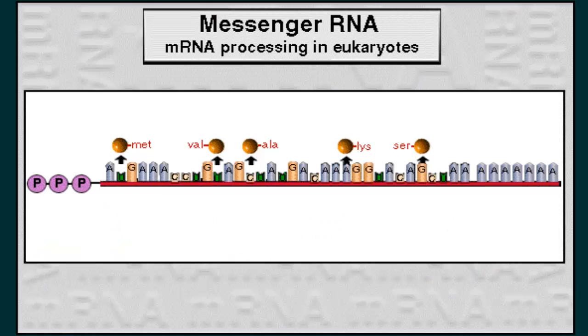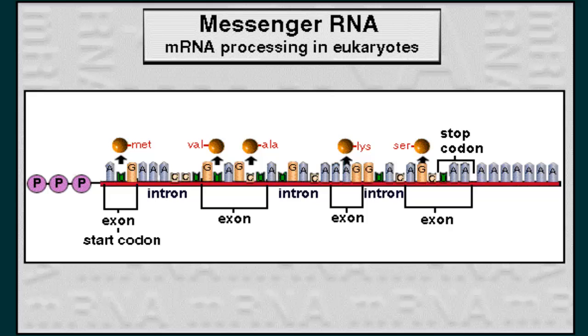Both introns and exons are transcribed by messenger RNA. Next, a cap is placed at one end of the messenger RNA transcript and a tail, called a poly-A tail because it consists of about 200 adenine nucleotides, is placed at the other end. The cap and tail prevent the messenger RNA from being broken down by enzymes.